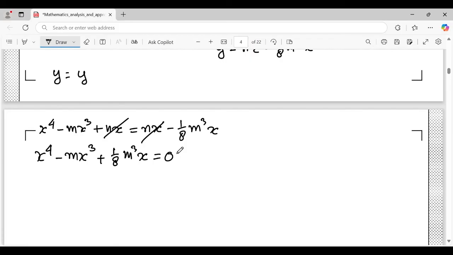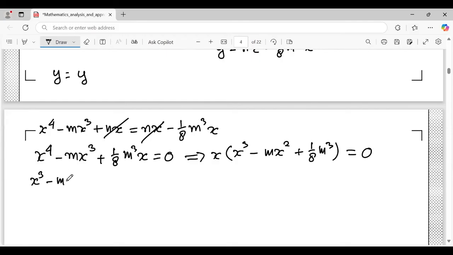And I would like to factorize x. It becomes x cubed minus mx squared plus 1 over 8 m cubed equals 0. If divided by m, this equation becomes a cubic equation, x cubed minus mx squared plus 1 over m cubed equals 0.